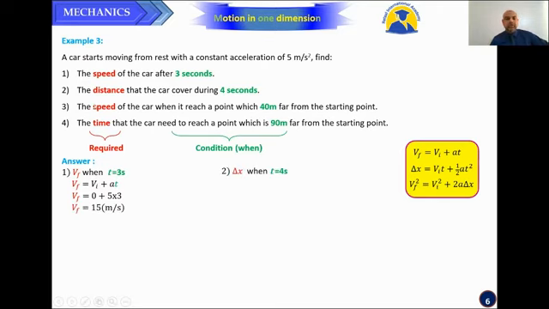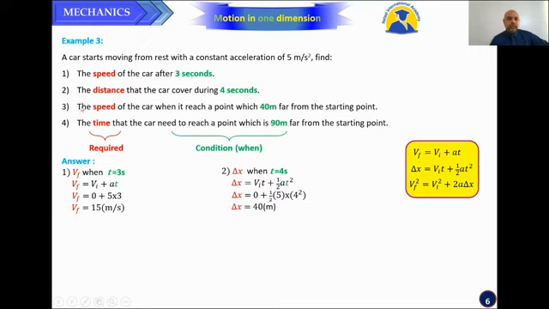For the second part, the distance that the car covered during 4 seconds. We need to find the distance, which is delta x, when the time is 4 seconds. We need a formula that has delta x and t. This one has t, no delta x. This one has delta x and t, so we can use the second one. The third one has delta x, no t, so we just have one formula to use. Delta x equals V initial t plus half at squared. Delta x, we need to find it. V initial is 0, plus half, a is 5, given here, and t is 4, the condition. So the answer will be 40 meters.